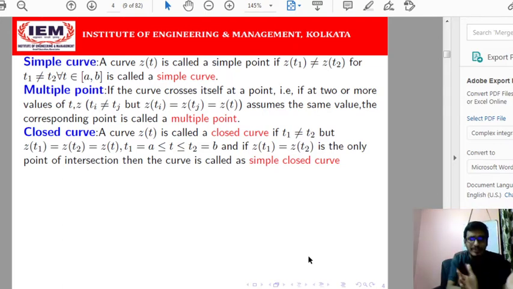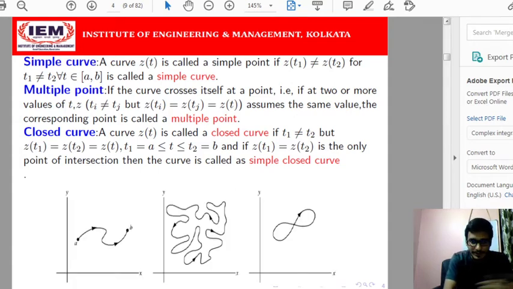Then the initial point and the terminal point of the curve are actually joined. We will say that this is a closed curve, and it is called a simple closed curve if there is only one multiple point, and that is nothing but the initial and terminal point where they are coinciding. That is the only multiple point in that curve. If there is more than one multiple point in that closed curve, then it is called just a closed curve. And if one multiple point is there, it is called a simple closed curve. So that is nothing but the end point.